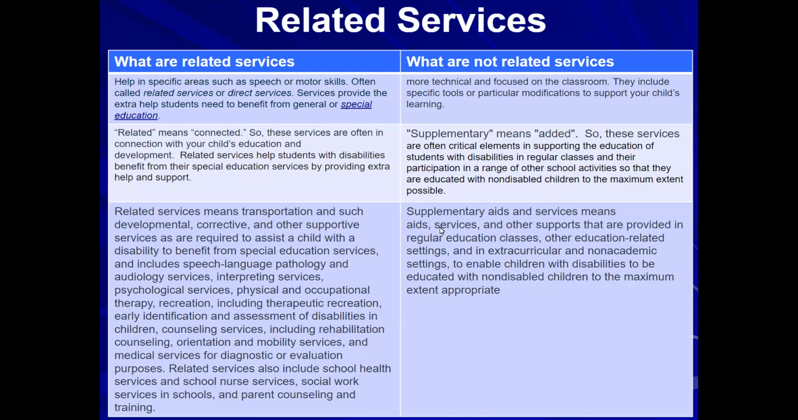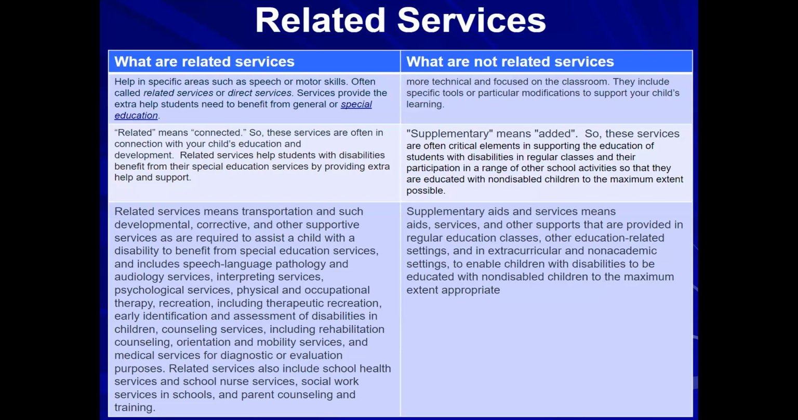Now, when we talk about related services, related means connected. These services are often in connection to your child's education and development. They need to be beneficial; your child needs to benefit from these extra services.